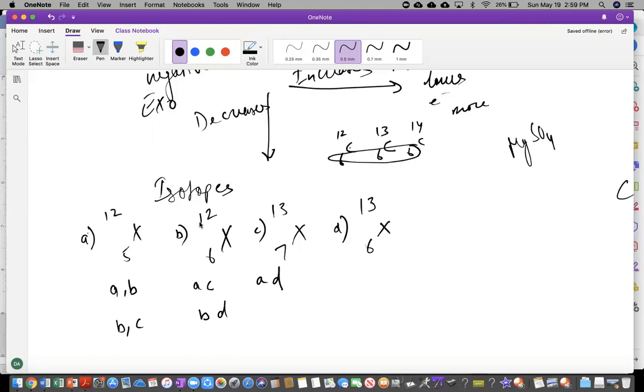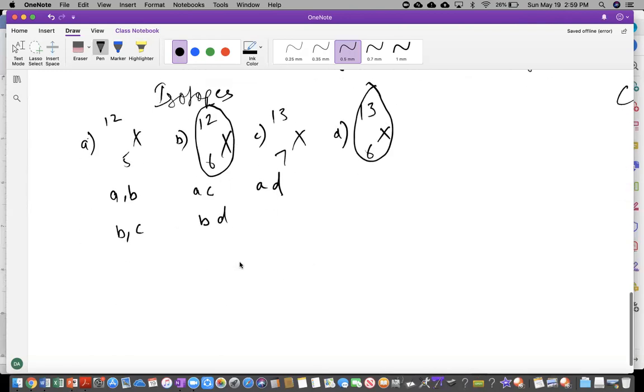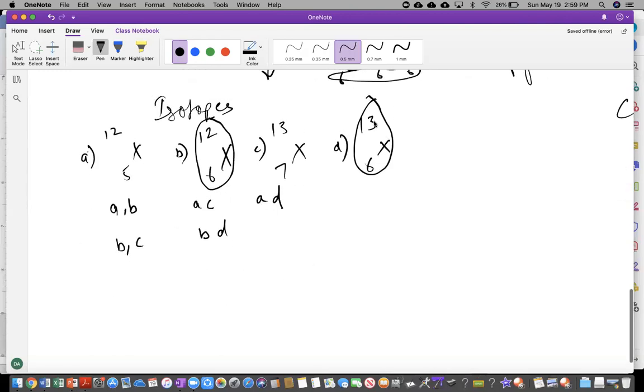Yes, it should be B and D, because it's 6 and 6. So look for the common atomic number, the number on the bottom, not the number on top. The smaller number is always at the bottom, and that's the atomic number.